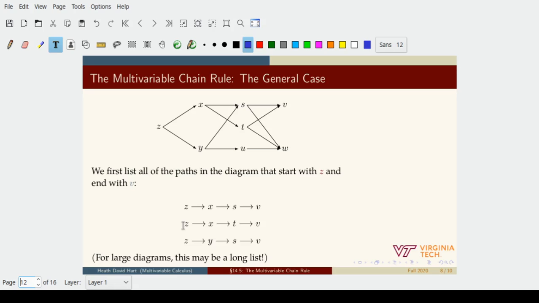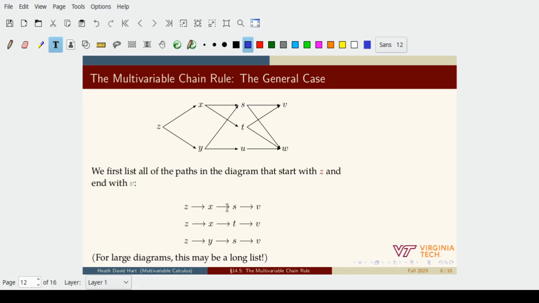To go from z with respect to v, we need to look at all of the different paths that start with z and end with v. And there are three of them. There's one that goes from z to x to s to v. There's one that goes from z to x to t to v. There's not one from z to x to u to v because u doesn't go to v and x doesn't go to u. But we also have the one from z to y up to s and then over to v. Those are all three of the paths that start with z and end in v.